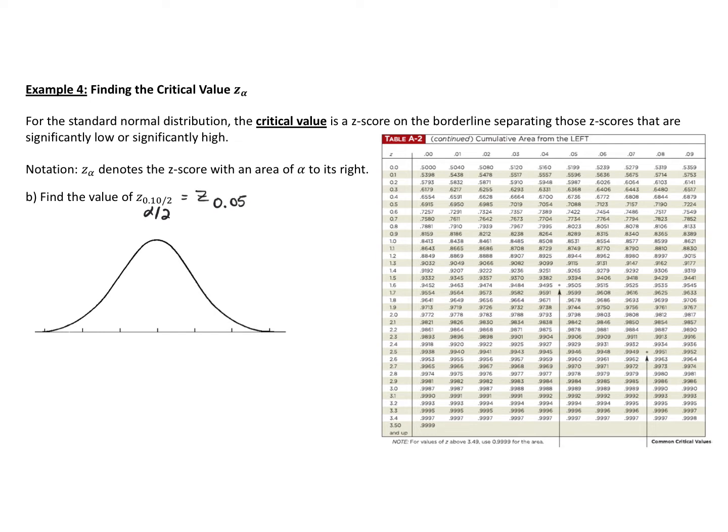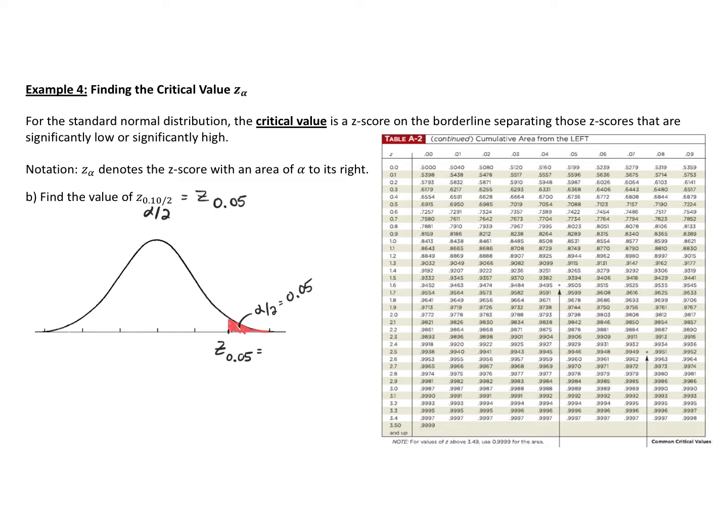So we're looking for the z-score that separates an area on the right tail of our distribution, and that area is 0.05. So let me shade in an area on the right side of our distribution here. That is approximately 0.05. So that's this red shaded region here on the right. So that has an area of alpha divided by 2 of 0.05.